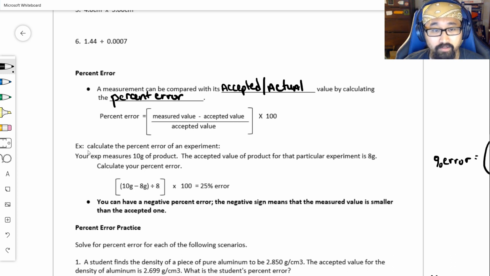All right. So, for example, here, calculate the percent error of experiment. Your experiment measures 10 grams of product, so that's the measured value. The accepted value, it's fairly straightforward. They may say given value, they may say accepted, they may say actual, but they all mean the same thing. It's what it's supposed to be, what we know it is actually, right?